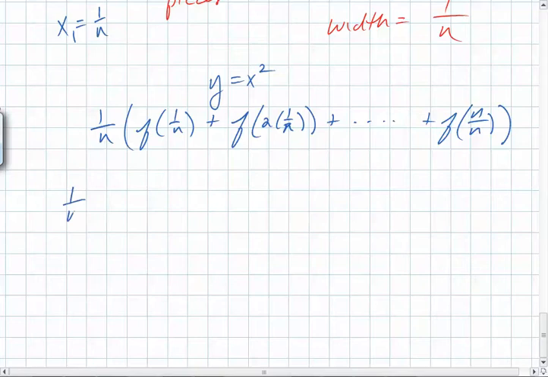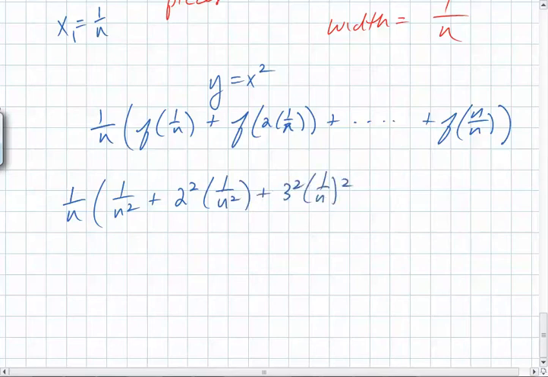So what does this become? 1 over n squared plus 2 squared times 1 over n squared, right? Plus what? 3 squared times 1 over n squared. I'm writing it inconsistently. I'll do a better job. All the way up to what? n squared times what? Well, it's actually just going to be n squared over n squared. I'm writing the general form so you can see the pattern. It's actually, yes, it's 1.